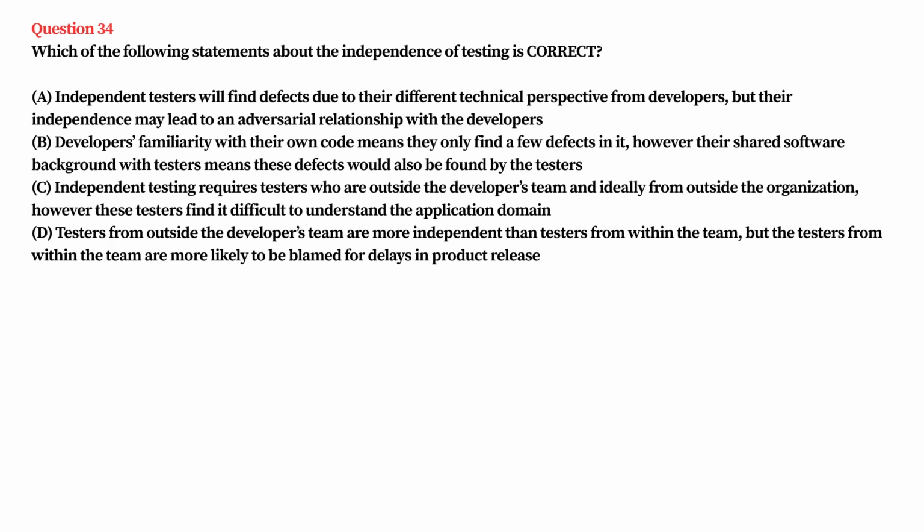Answer D is not correct. Testing can be conducted at different levels of independence, ranging from no independence for the author to very high independence for testers from outside the organization, with testers from outside the developer's team generally more independent than testers from within the team. However, there is more reason to believe that testers from outside the team are likely to be more isolated from the developers and so are more likely to be blamed for delays in product release.